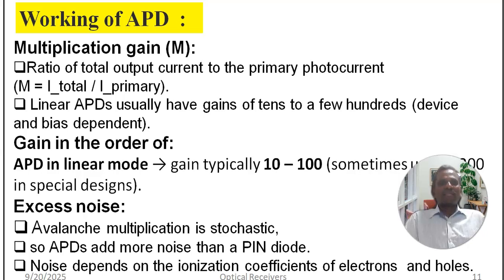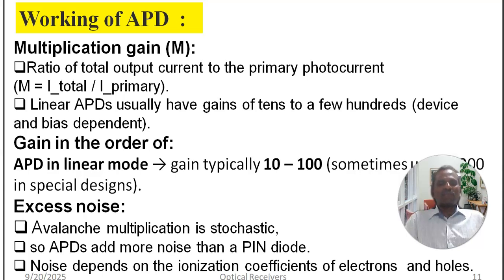Here it is the multiplication gain M. It is the ratio of total output current to the primary photocurrent. So M is equal to I total divided by I primary. Linear avalanche photodiodes usually have a gain of tens to a few hundreds. It depends upon the bias. For linear mode it is from 10 to 100, sometimes going up to 200 in special designs. So you have an excess noise.